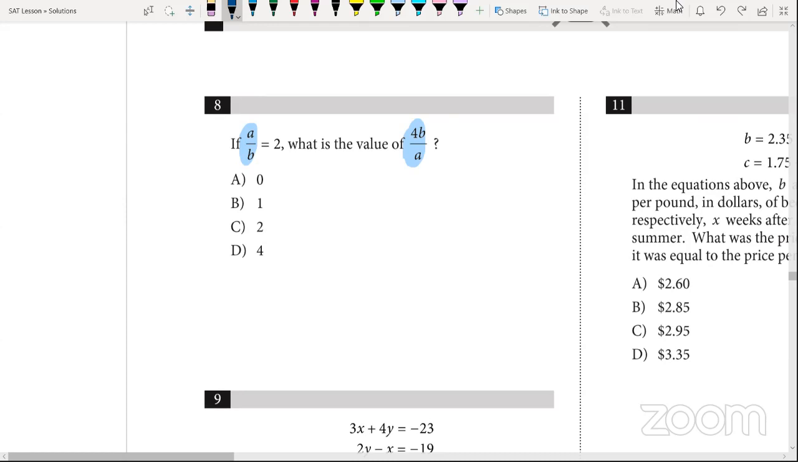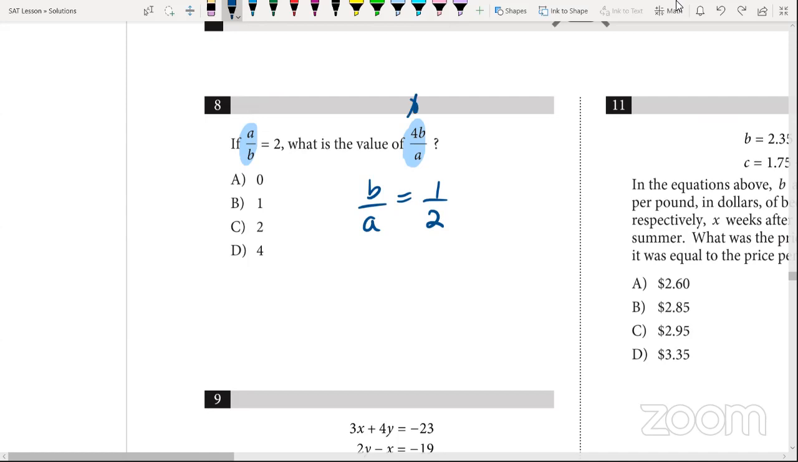So the answer is yes, you can, to people who are wondering if you can flip both sides of an equation. As long as you don't have different terms on one side, that would complicate things. But if I have just a single term here and a single term here, then I absolutely can flip both sides. And the reciprocal of 2 is 1 over 2. So now we have B over A.